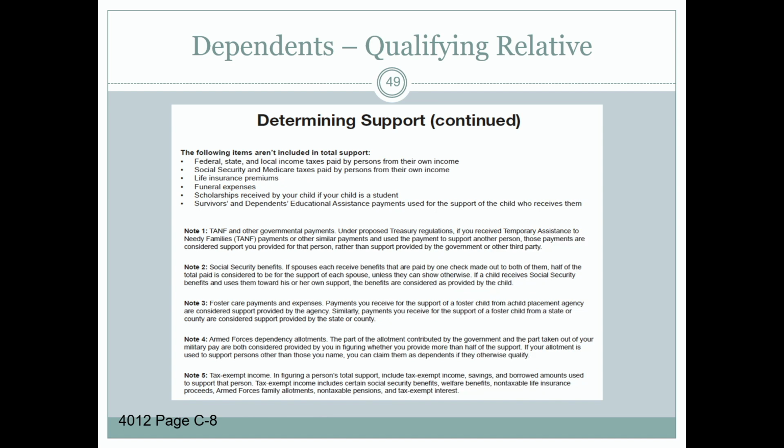Okay. Then we have armed forces, and basically we don't do military. That's out of scope for us, so we don't get too concerned about that. But number 5, tax-exempt income. In figuring a person's total support, we do include the tax-exempt income. This could be savings, or it could even be borrowed funds that are used to help support the person. The portion of the Social Security that is tax-exempt is also included if it's being spent for support.